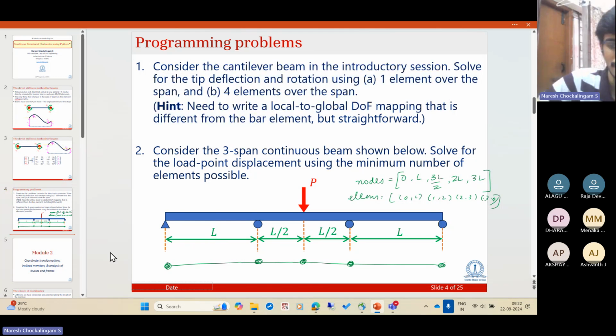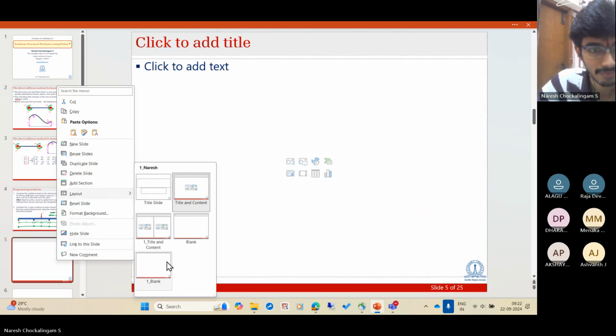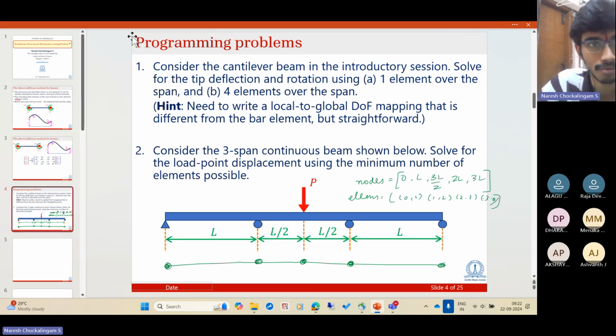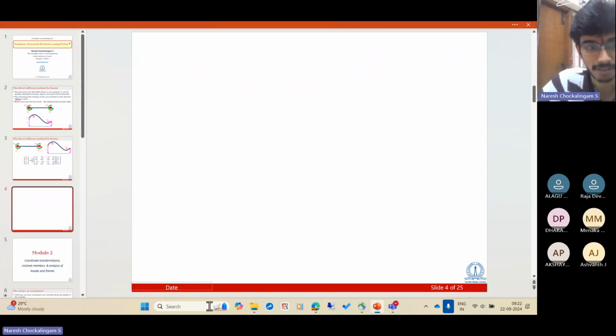So quickly we can solve the problem by hand. So has anyone solved it by hand? Does anyone have a solution? What is the midspan deflection? Okay, no problem. If you haven't done it, no problem. We'll do it. It may take some 5 minutes. I'll better do it in OneNote. That's better. Sorry.